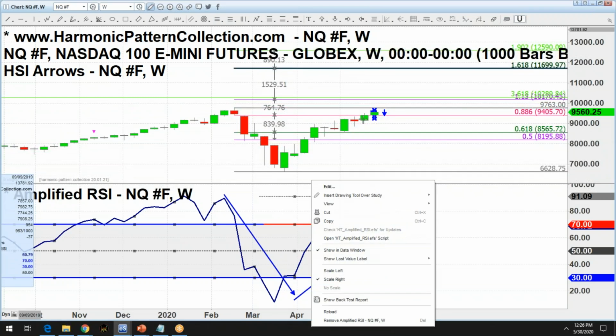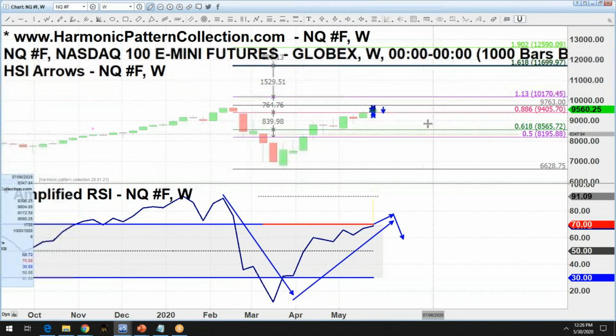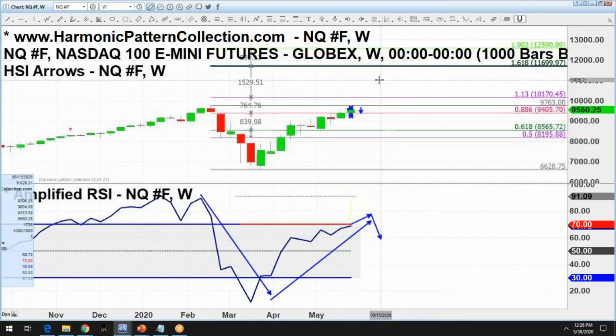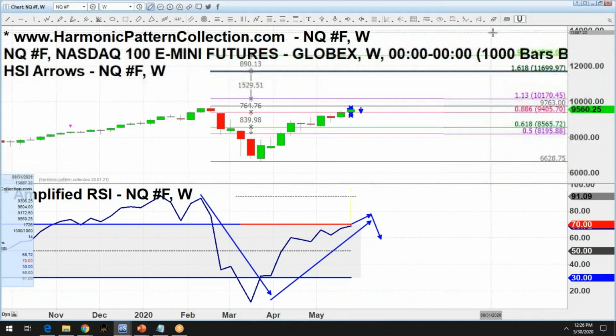That is the definition of RSI BAM and the two ratios. The minimum ratio is the 113. Currently that's at 10,200, let's call it 10,170, or the big 1618, and that's up at 11,700. That would be another 1618 extension, but we're going to see what happens as we get into the zone over the next couple of weeks.